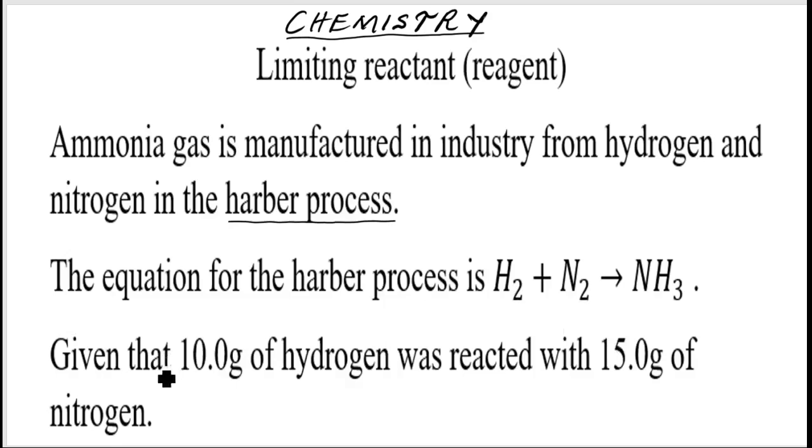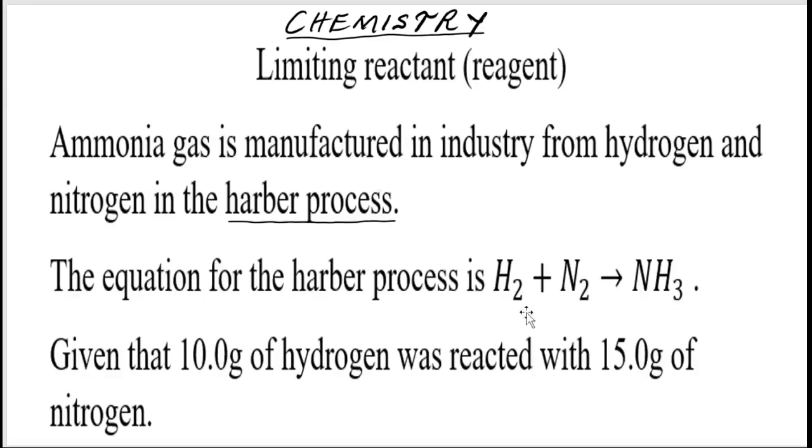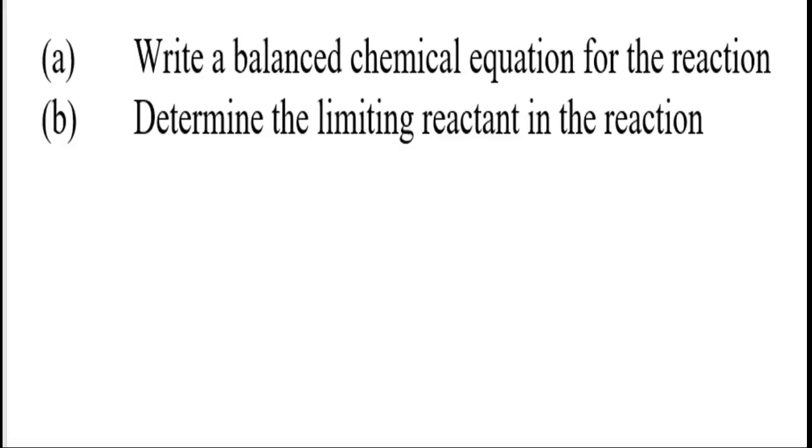Given that 10.0 grams of hydrogen was reacted with 15.0 grams of nitrogen, what do they want? The first question is to write a balanced chemical equation for the reaction. To do that, we first write our equation. This is the chemical equation. Now they just want it to be balanced, and if possible, you even put state symbols.